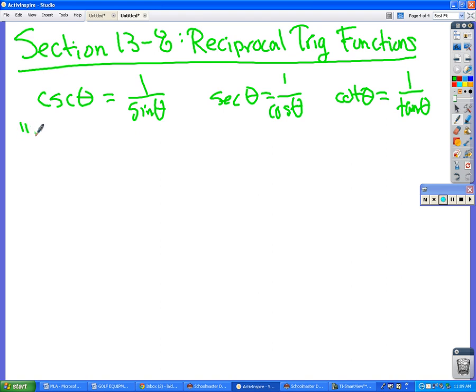Oh, I'm sorry, yeah, this is cosecant. Yeah, but like what is it the opposite of? Sine. This is secant, it's the opposite of cosine, and cotangent is the opposite of tangent, okay? And they have graphs, but we're not going to mess with the graphs because they are really, really wacky. All we're going to do is use them to figure out some values.